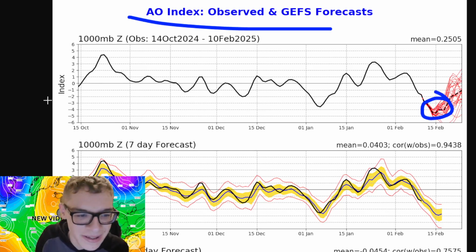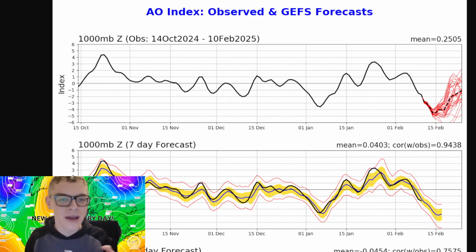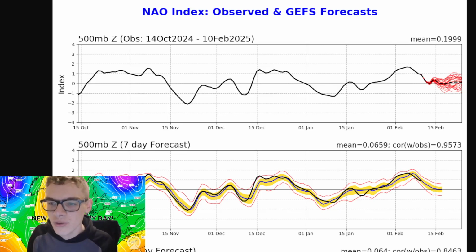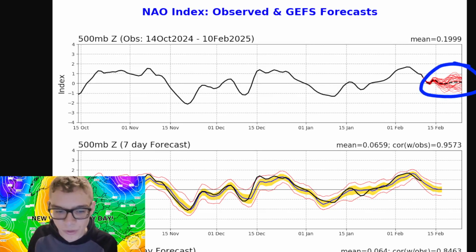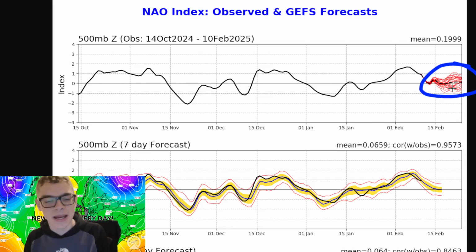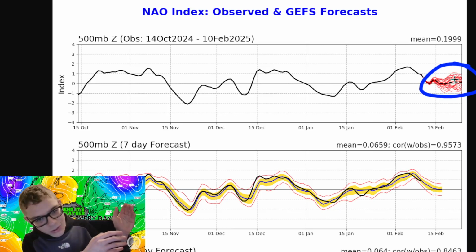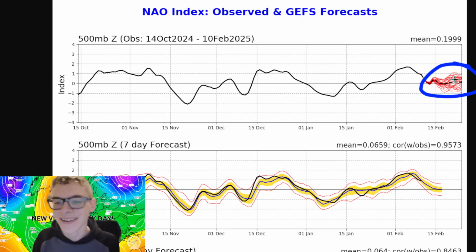If you have a strongly negative AO, as is forecast, where all the runs go really negative, so we're down to the -4 line, that increases your chances of blocking. However, the NAO is neutral, which is where we're having some issues. If the NAO is neutral, but the AO is strongly negative, then you can have some issues, such as the blocks don't sustain, the Atlantic's allowed to just run in underneath.